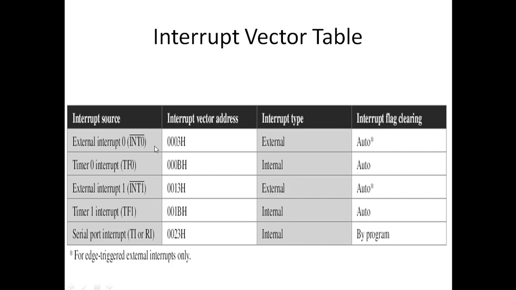Okay, so whenever an interrupt occurs at INT0, the microcontroller will suspend the execution of the current program and will go to the interrupt vector address of external interrupt 0. And at this address, what task has to be done by the microcontroller?